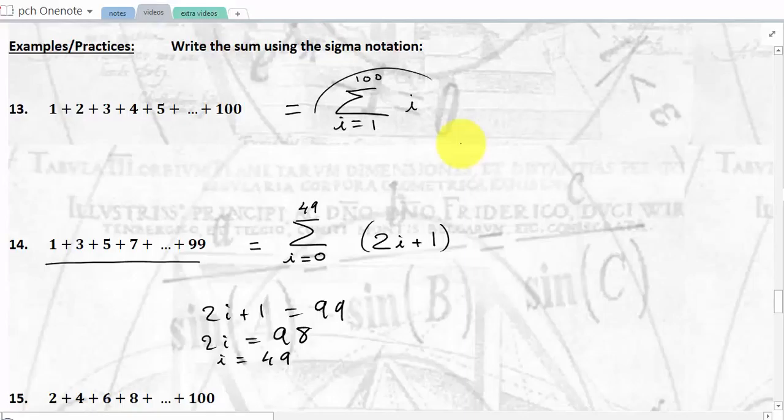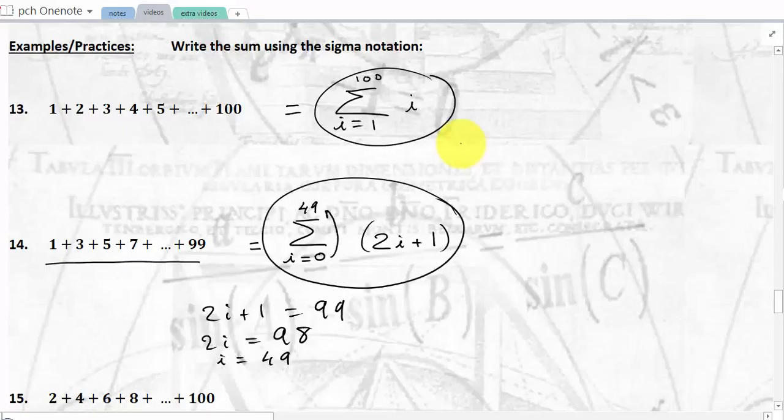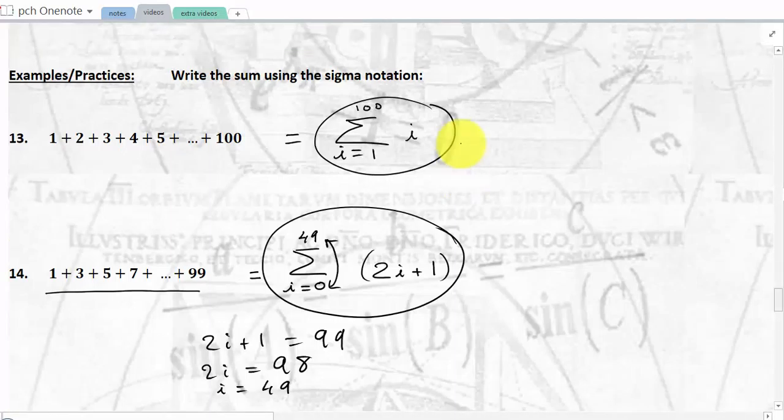So how many terms right here do you have? 100. How many terms do you have right here? 50, right? From 0 to 49 you have 50 terms. Okay, please do number 15 and 16. I'm going to do number 17.